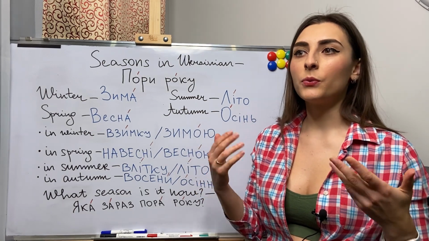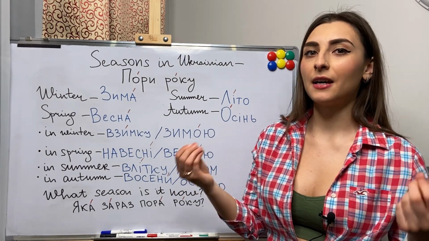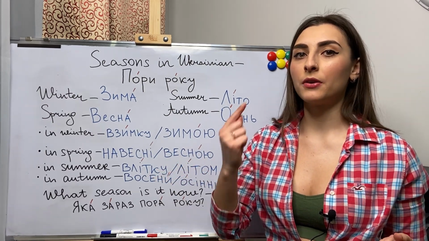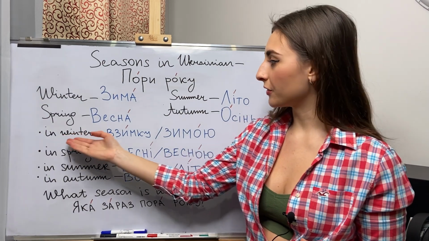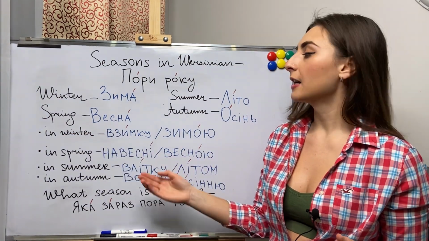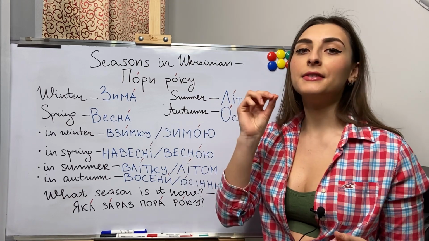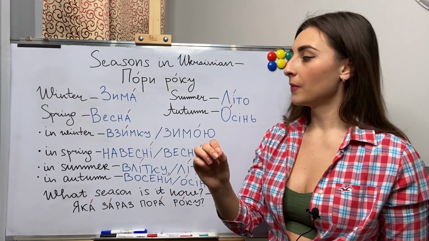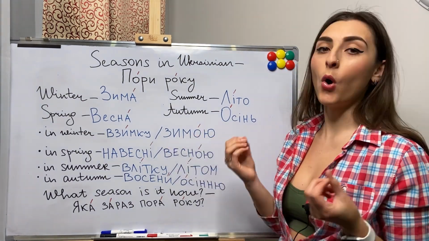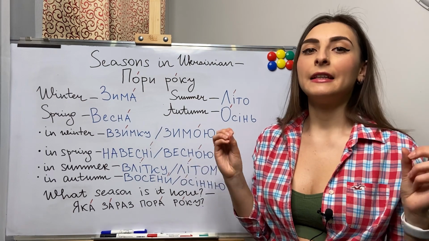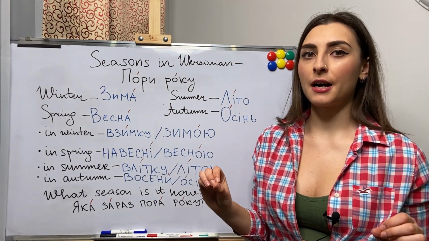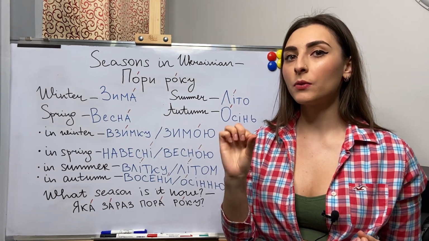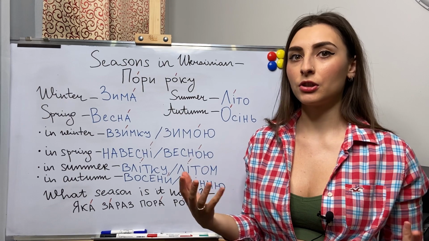And how to say in winter, in spring, in summer, in autumn? Also, it's very easy and you just have to learn one word. For example, in winter, in Ukrainian language, you can say взимку. Let's follow the stress correctly. Взимку. Or you can say зимою. Yes, there are two versions how to say in winter in Ukrainian language. And pay attention that there is only one word and we don't use a preposition.